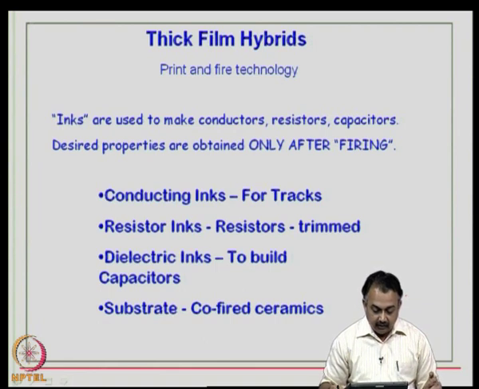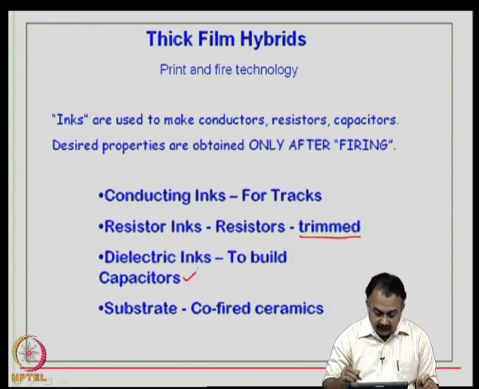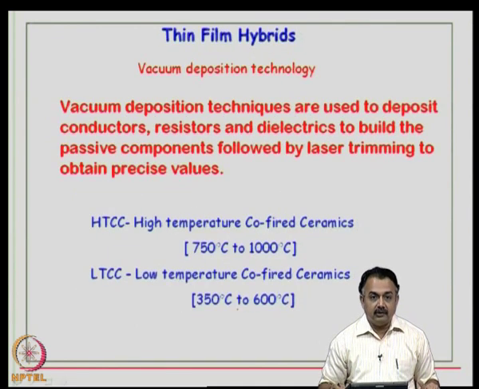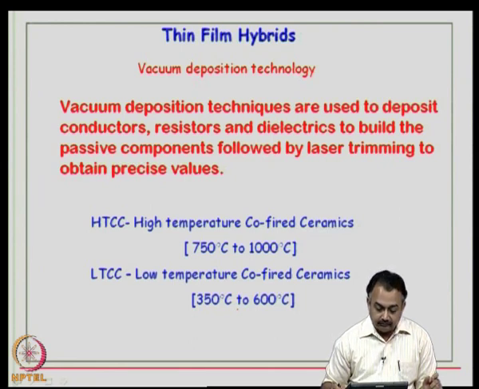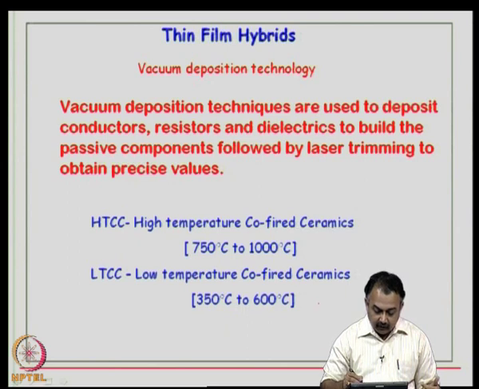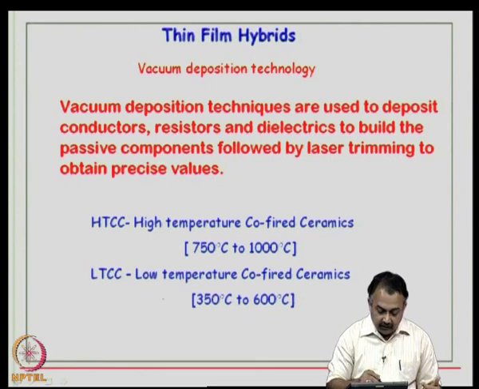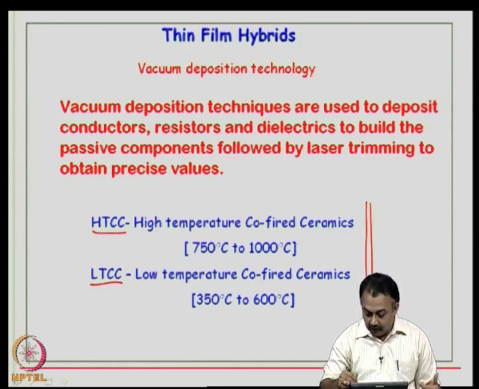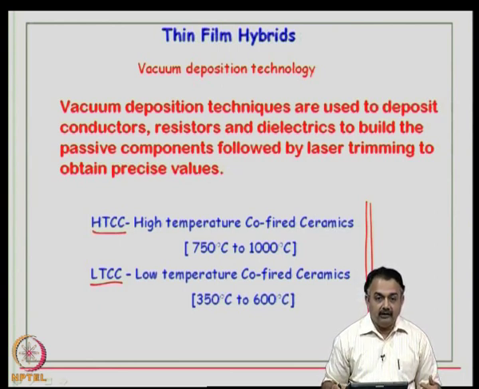This is similar to the MCMC, and you will use conductors for the tracks, resistor inks for the various resistor functionalities that you require. You can fine tune the value of the resistors by laser trimming, and you can use dielectric inks to build the capacitor structures, and finally, you can co-fire all these three materials to get the desired properties. A thin film structure is obtained by vacuum deposition techniques, and you can use this method to deposit conductors, to deposit resistors and dielectrics, and then build the structure, and you can also do laser trimming to obtain precise values. The temperatures used for low temperature co-fired ceramic is from 350 to 600, and then for a high temperature co-fired ceramic process it is 750 to 1000. So, this is important information regarding the temperature ranges of handling these devices.